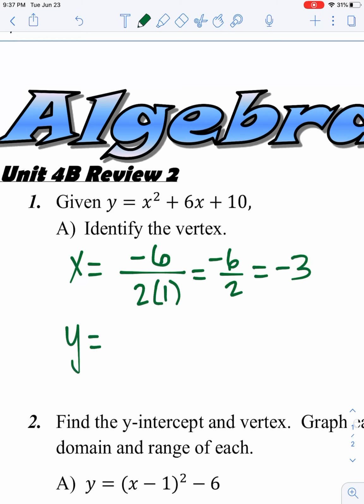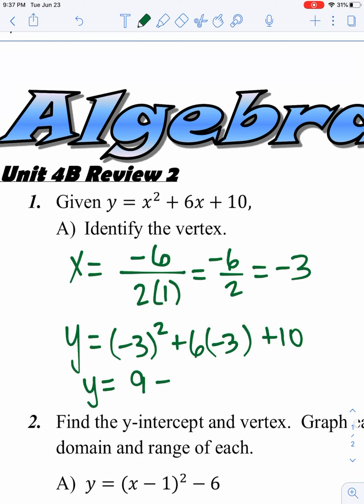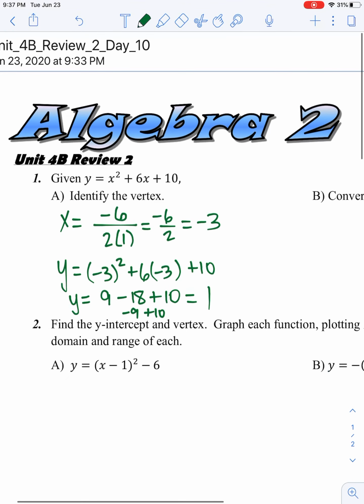Next, I need the y coordinate. So since my function is x squared plus 6x plus 10, in place of x, I substitute negative 3. So I get a 9 minus 18 plus 10, which is negative 9 plus 10, which is positive 1. My vertex is negative 3, 1. And there is the answer to part A.